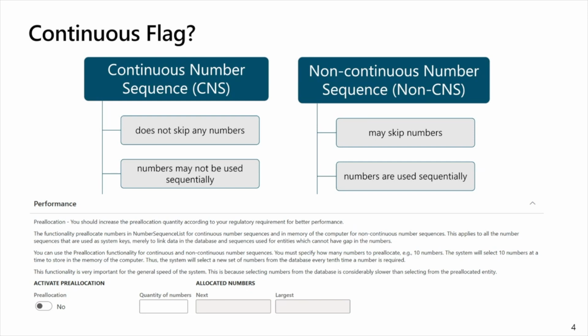Then we recommend to use pre-allocation. You turn that flag toggle on, and on the performance quantity of numbers, you define what should be the numbers we want to pre-allocate, and the system selects those numbers and stores them in memory. This is what is primarily changing in this feature in a nutshell. And we will talk a lot more about how we are going to use pre-allocation for continuous number sequence as well. So let's dive into the problem.